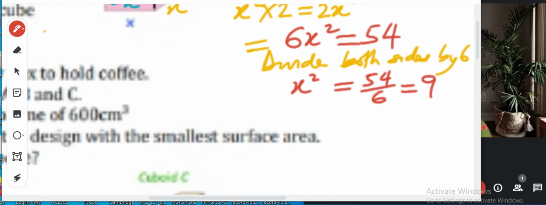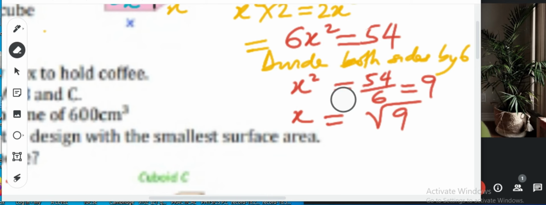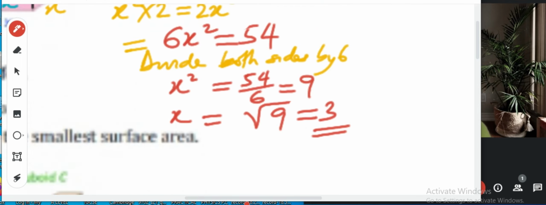How do we find x? If x squared is equal to 9, how do we find it? What number will you multiply? X squared means x times x. What number will you multiply by itself, and then you will get 9? So to find x, it has to be the square root of 9. The number you multiply by itself to get 9. And the answer is 3. So x is 3. So x is actually 3 centimeters.